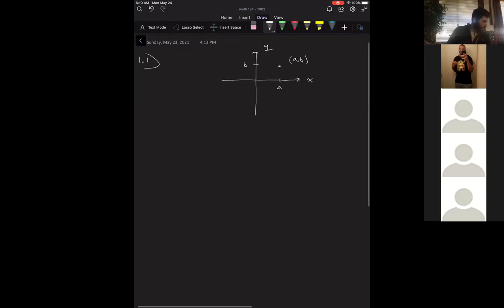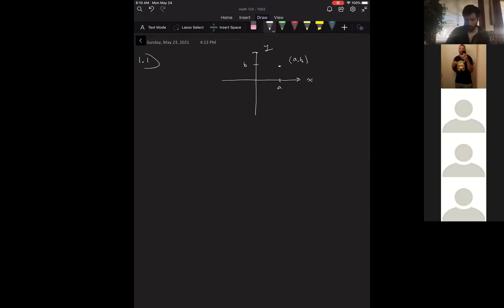This first bit is just talking about, given a point, how do we put it on a graph? In general, we have a graph like this. We have an x-axis, a y-axis, and then we have points on the graph. The way we label it, let's say this is an A and this is a B. I just need a variable here. The way we label these points, this is the point A comma B. The first bit in the parentheses is the x value, and the second bit is the y value, the B.